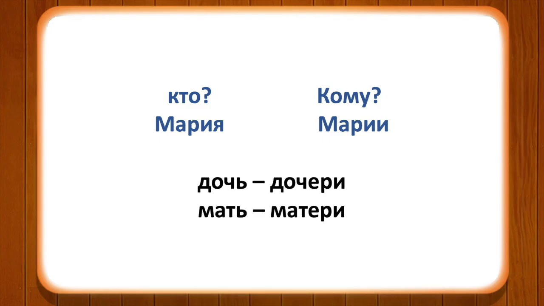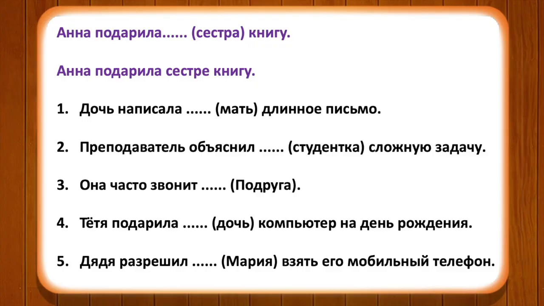Now, we will go ahead and pay attention to the next one. In order to understand how the singular feminine nouns in dative case change their endings, let us take a few exercises. Let us pay attention to the model. Anna padarila knigu. Anna padarila sestra changes into sestre. Anna padarila sestre knigu. Likewise, we have a few more examples.